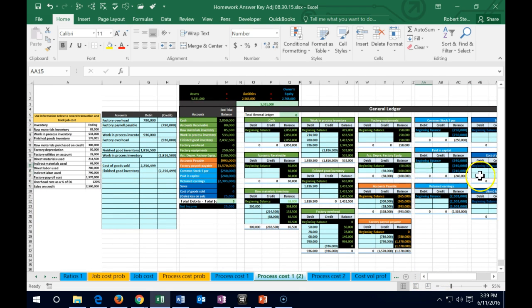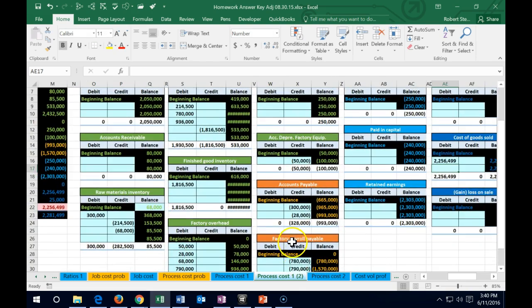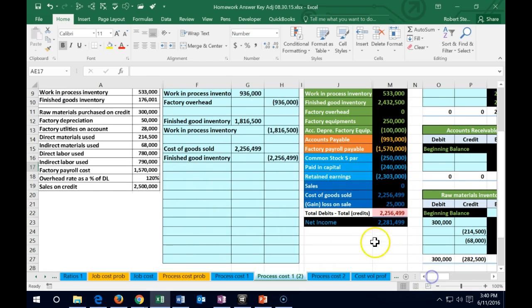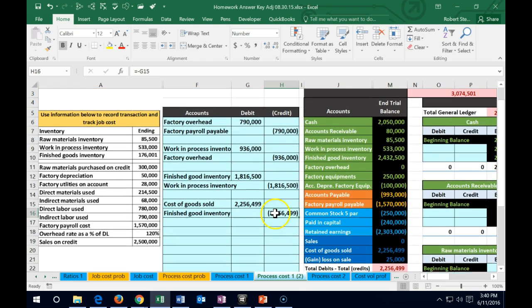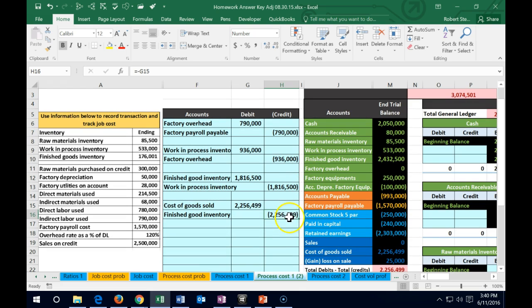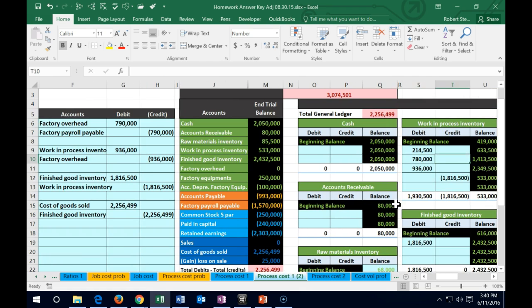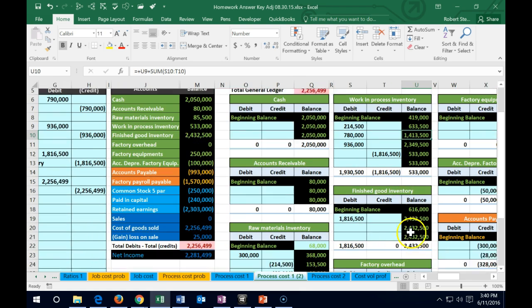So we're way over here, cost of goods sold, way over here on AE16. That equals this 2,256,499. And that populates here then in the trial balance. There it is. And then we're going to post the other side to the finished goods inventory. Here it is there. Finished goods inventory, like a fifth account down on the trial balance. Therefore, it's going to be the fifth account on the general ledger. So here it is here.